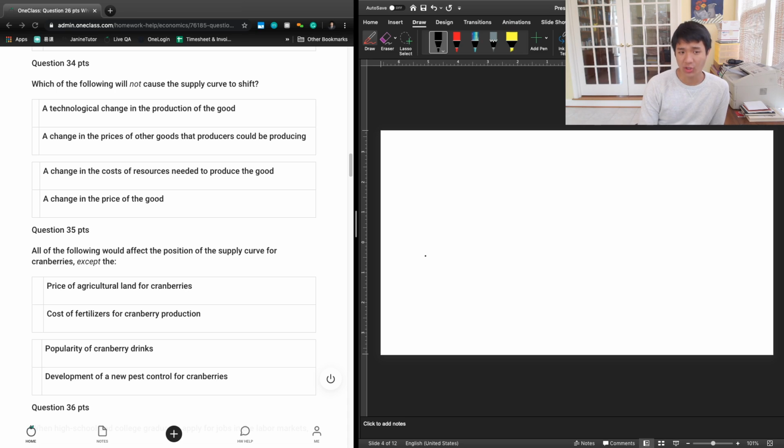C says a change in the costs of resources needed to produce the good. And this is also a supply determinant. We know that input costs are one of the major determinants of how much a producer can afford to supply. And so that's not going to be one of the right answers for this question.